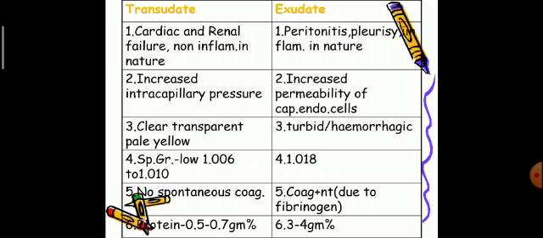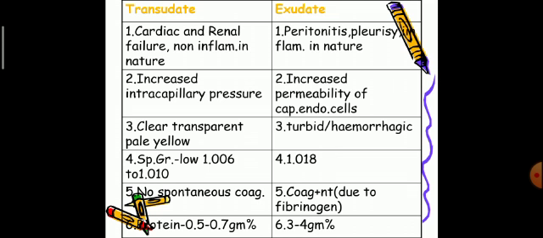So this is the difference between transudate and exudate. Transudate occurs in cardiac and renal failure. It basically occurs in non-inflammatory conditions, while in peritonitis and pleurisy you will find exudate, and it is mainly inflammatory in nature. Due to inflammation it occurs. Increased intracapillary pressure can be there in transudate, while in exudate there is increased permeability of the capillary endothelial cells. Transudate is a clear, transparent, pale yellow fluid, while the exudate is turbid and hemorrhagic, and due to that it has increased specific gravity.